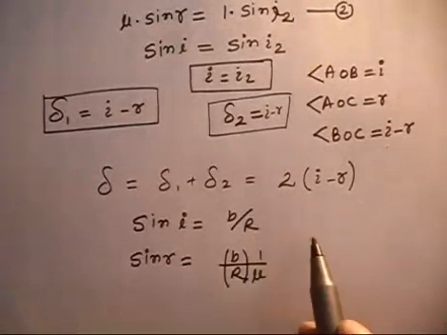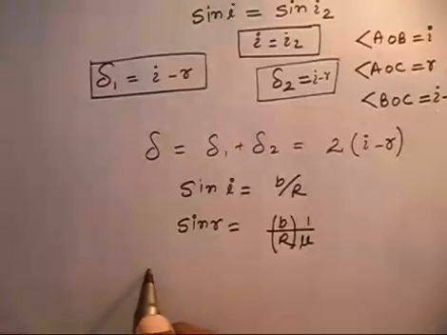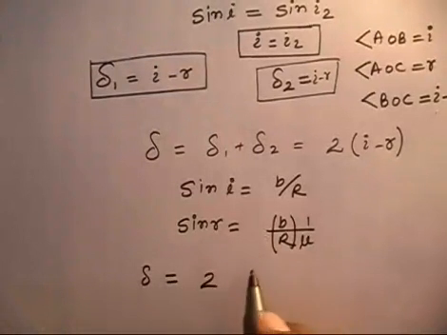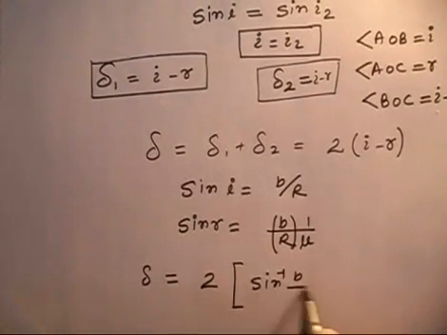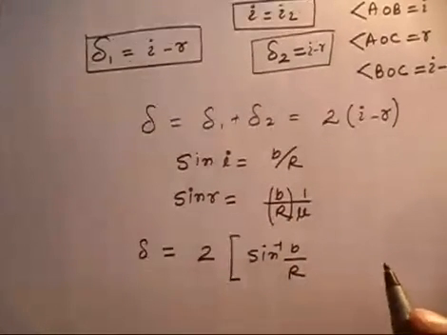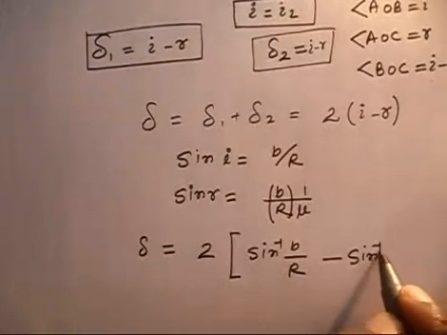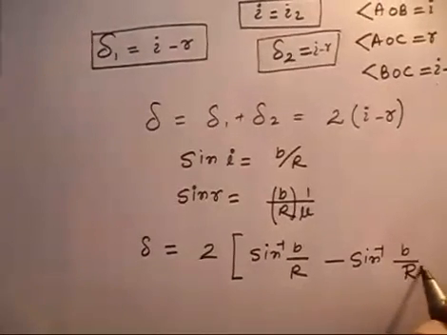So now I know sine I, I know sine R, I can always find delta. So let us say delta is given by 2 times (I minus R), where I is sine inverse of B by R and R is sine inverse of B by R mu. So this is B by R into mu.